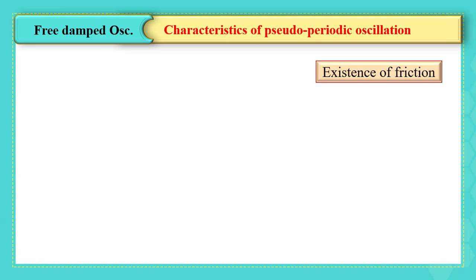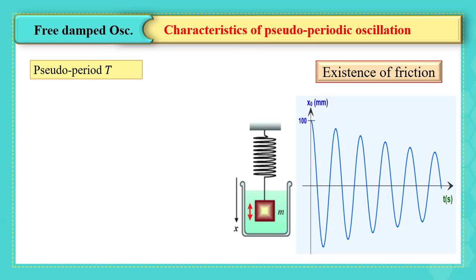What are the characteristics of this motion? First, it has pseudo period T, where T is greater than the proper period T0. When the damping is low, the friction force causes a decrease in the amplitude. With each return trip, the motion is not called just periodic. We call it then pseudo-periodic. The value of the pseudo-period is constant.